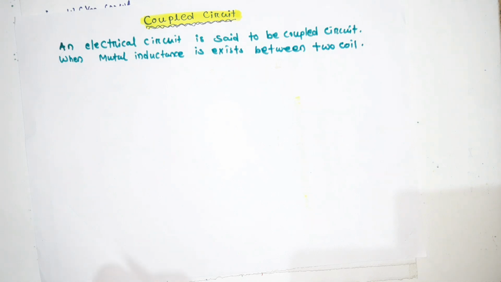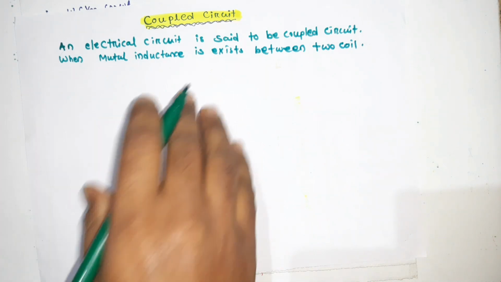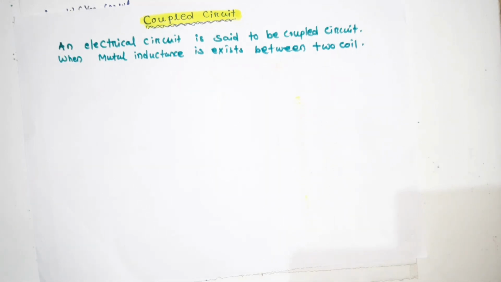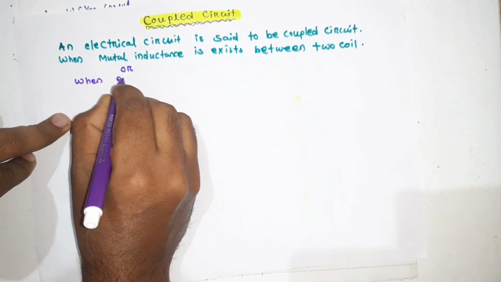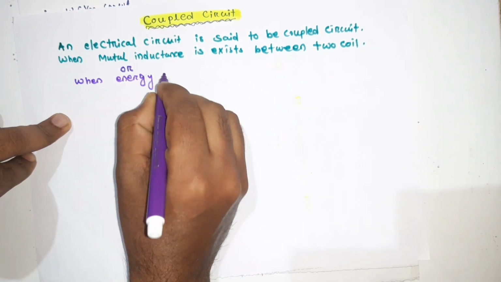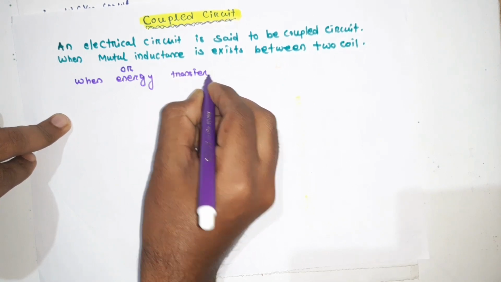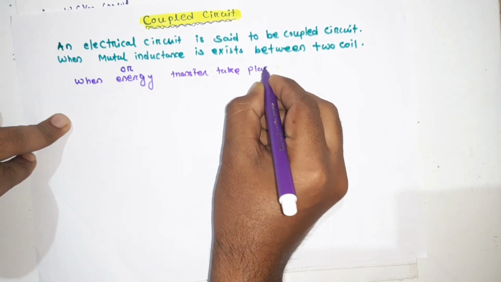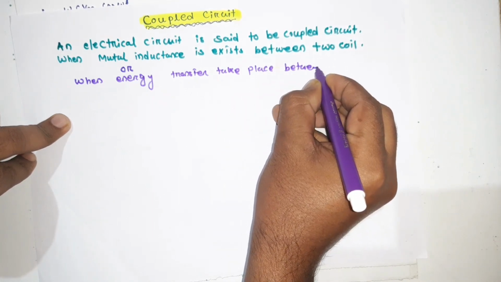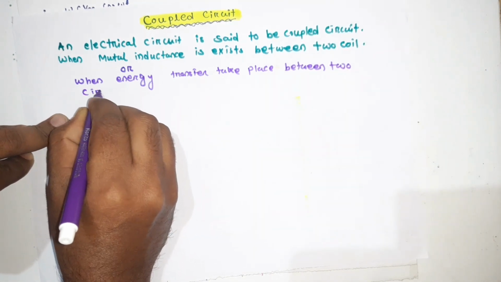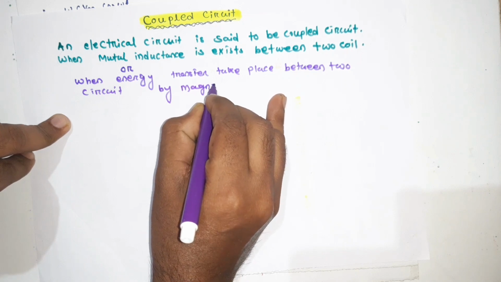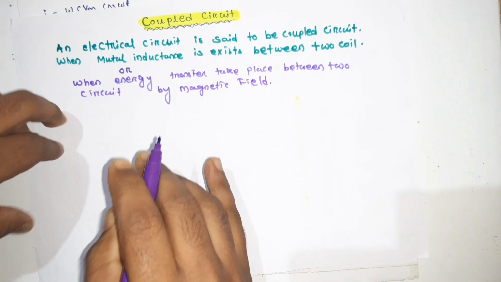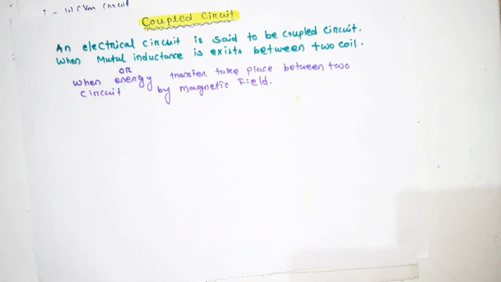Here you consider only coils, because there is more mutual inductance in a coil. Or you can say a coupled circuit is one where energy transfer takes place between two circuits by the help of a magnetic field. Whatever amount of magnetic field is present, then you can say it is a coupled circuit.